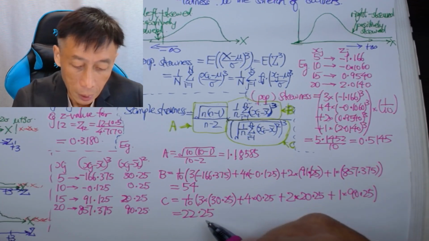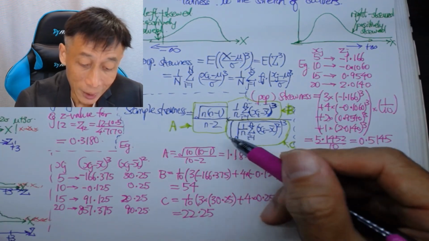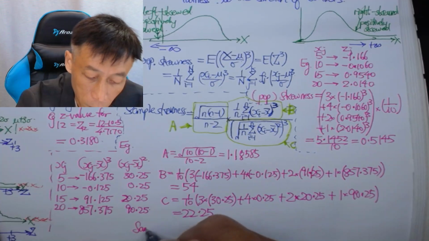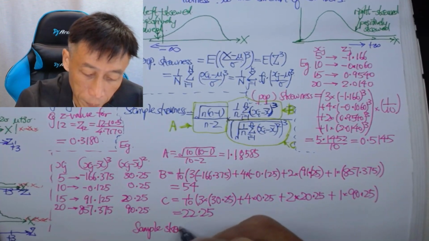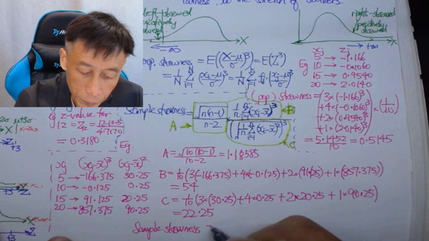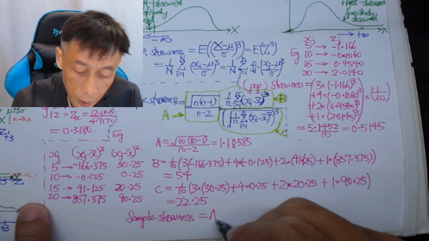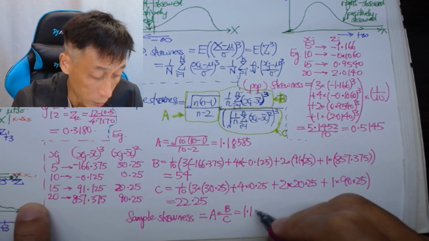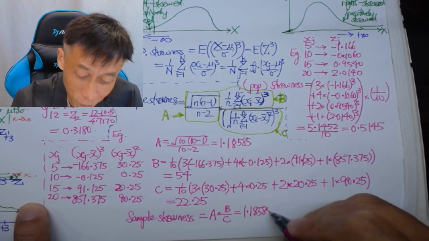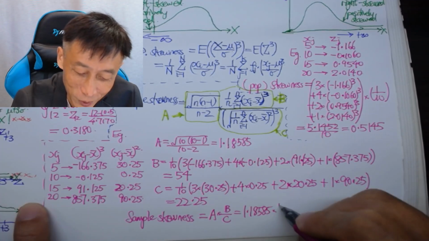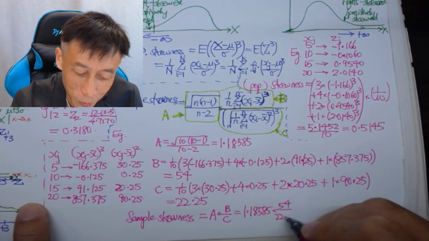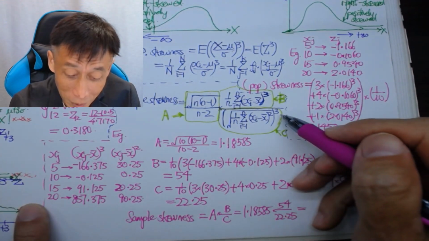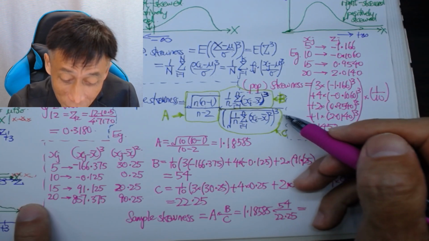Then what happens? Well, we are going to just combine it, A times B over C, right? So the sample skewness is A times B over C. So that's 1.18585 times 54 over 22.25.